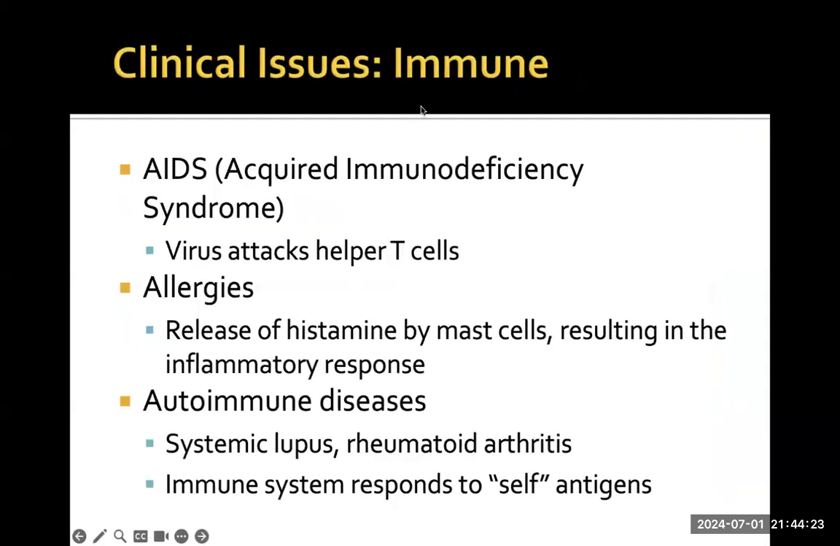And then the last part here, the immune system. So AIDS, you guys have heard of, is acquired immunodeficiency syndrome. This is where viruses are going to attack your helper T cells and render them ineffective, which means your body can't heal very well on its own. It makes you susceptible to getting sick very often. Also, allergies. Allergies release histamine by the mast cells, which results in inflammatory responses.